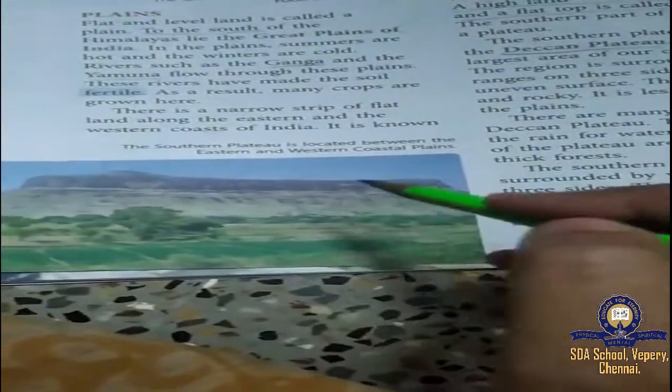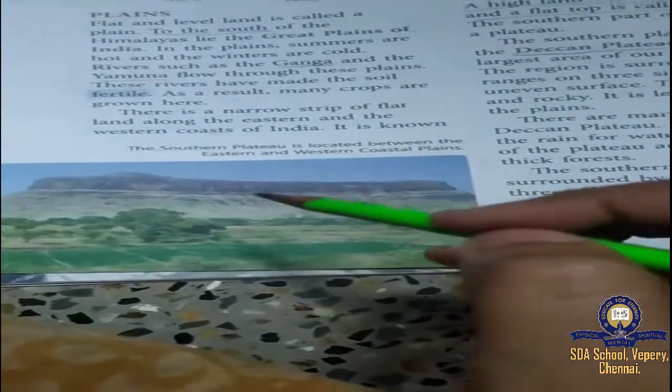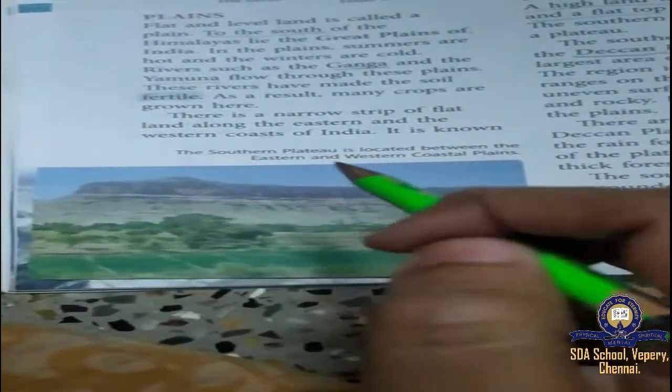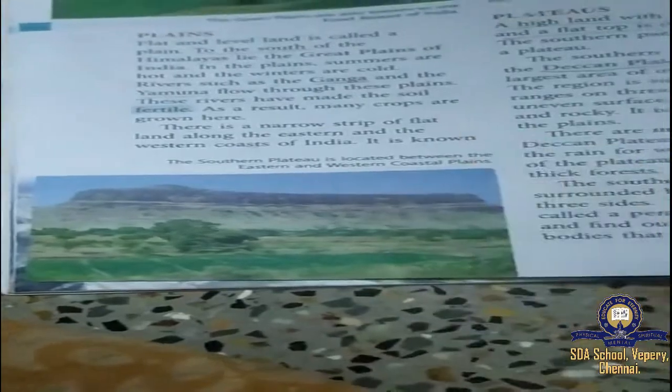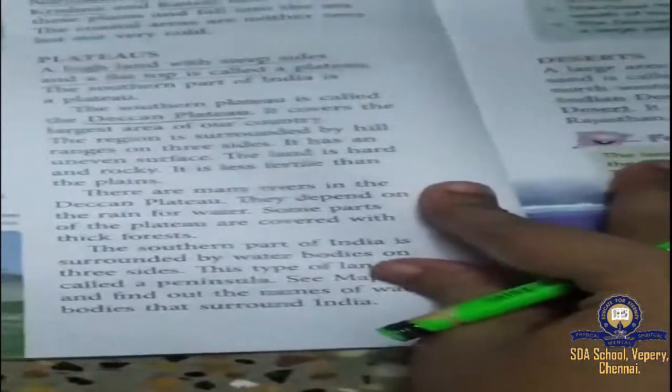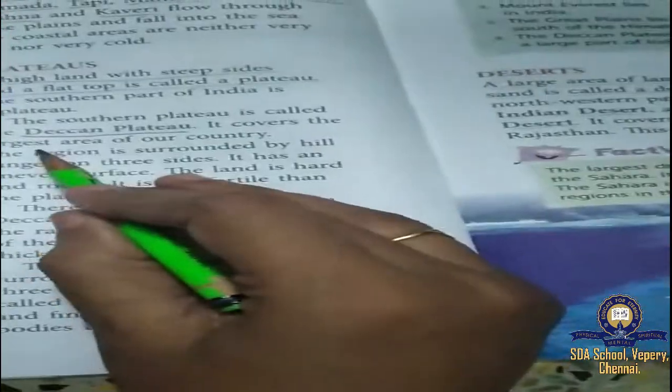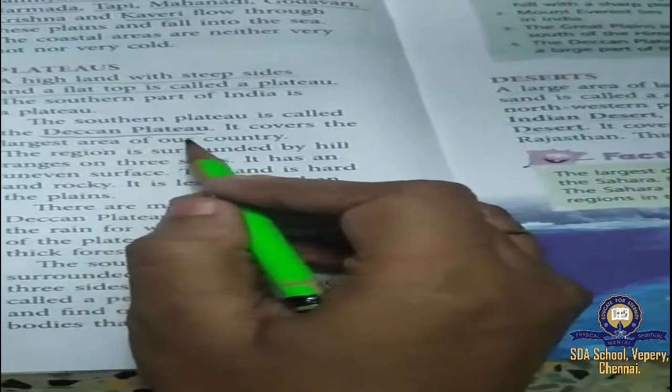The southern plateau is located between, where is it located? It is located between the eastern and the western coastal plains. The southern plateau is called the Deccan Plateau, and it covers the largest area of a country.